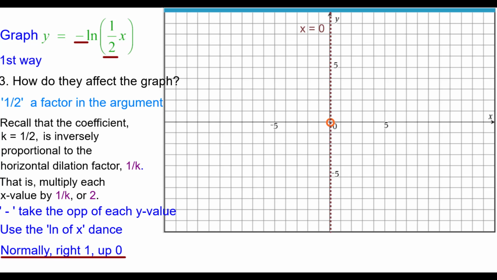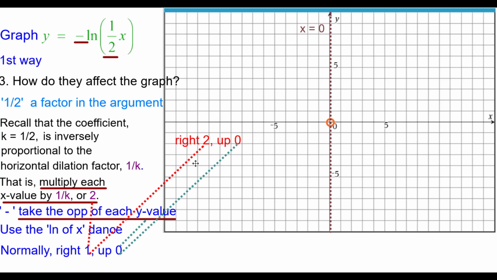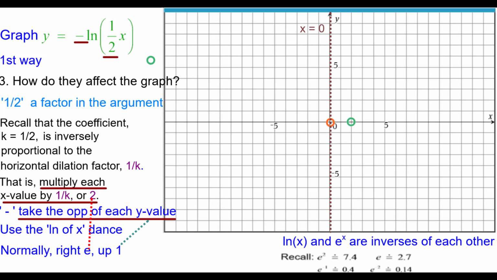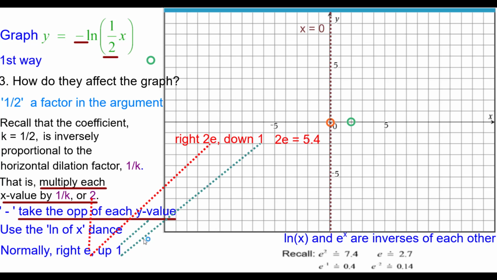Normally that's right 1 up 0, but we have these parameters that are affecting that. So we need to multiply each x value by 2 and take the opposite of each y value. So that will become right 2 up 0. So we'll plot that. Notice we also supply the powers of e that we need to know. The next step in the dance is right e up 1, but in this case it's going to be right 2e up or down 1 because of the opposite there. Right 2e down 1, and 2e is about 5.4.